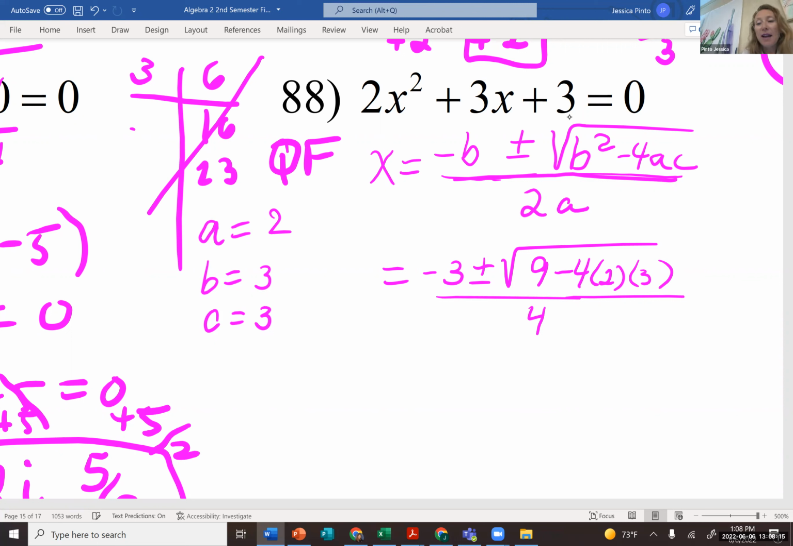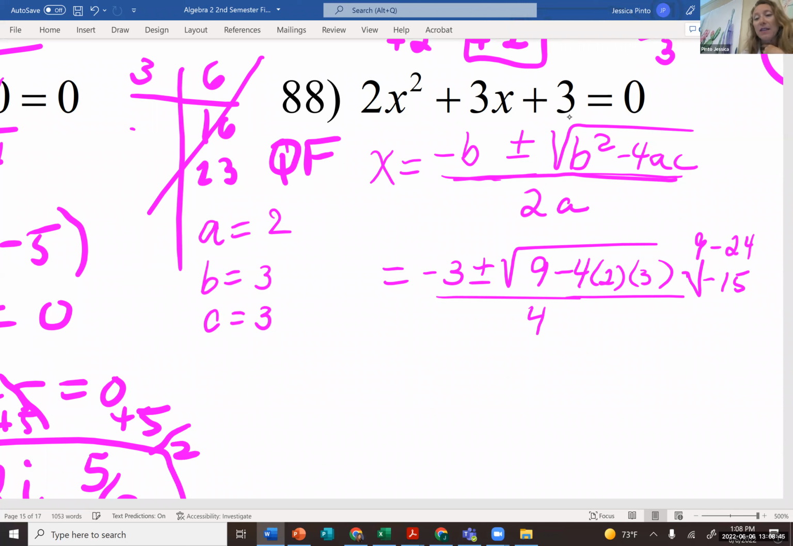So now I'm going to do my side work. That's going to be 9 minus 4 times 2 times 3. That's 8 times 3. That's 24. 9 minus 24 is negative 15. We agree with that? That's mental math. That's hard for me. I don't do subtraction in my head easily. Seems right. So again, we're going to have an imaginary solution here.